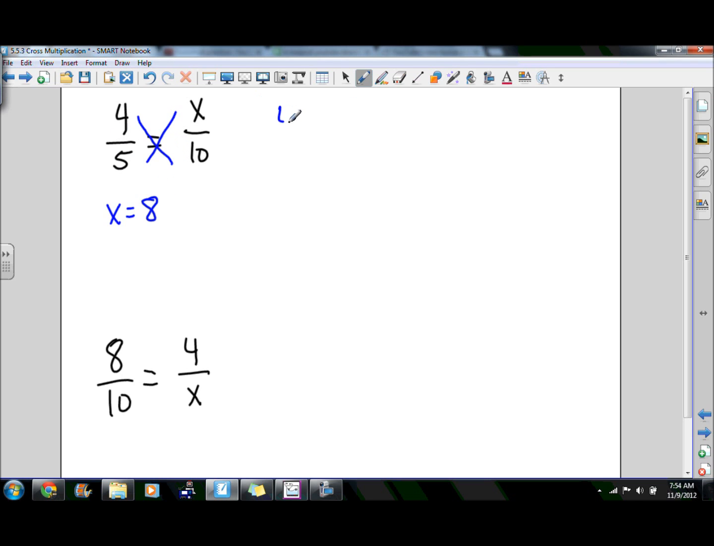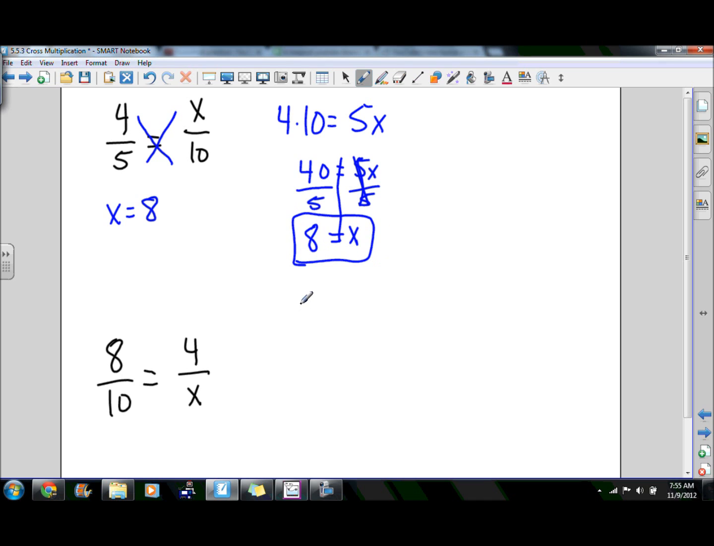4 times 10 on one side, and then we do 5 times x on the other side. 4 times 10 is 40. 40 equals 5x. And all of a sudden, we have a linear equation. We draw that line down the middle, and we divide by 5 on both sides. I'm hoping we remember how to do this. So x equals 8, just like we had before.